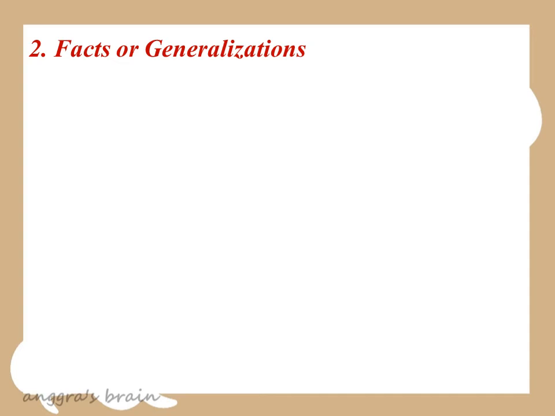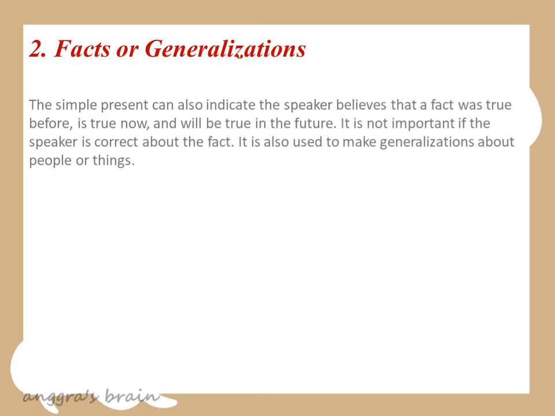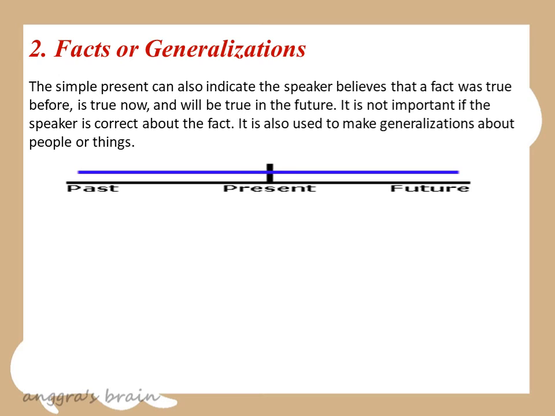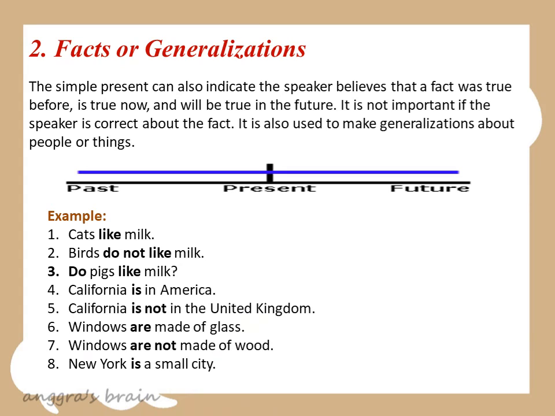Facts and generalizations. The simple present can also indicate that the speaker believes something was true before, is true now, and will be true in the future. Examples: Cats like milk. I think all the people in the world believe that cats always like milk.